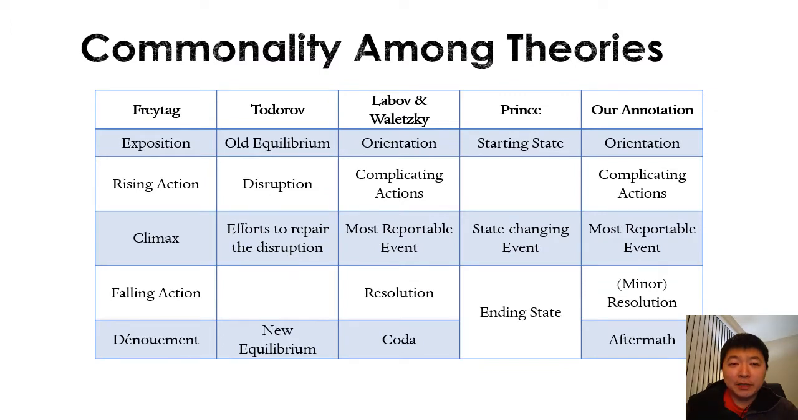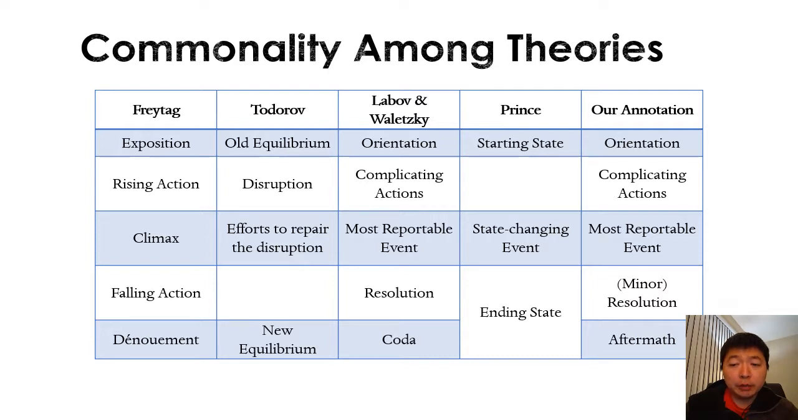This may be the most complicated slide of the entire presentation, where I try to compare and contrast different narratological theories of narrative structures. And so we have already discussed Freytag's theory. Todorov has proposed a very similar theory where the story begins with an old equilibrium. The equilibrium is later disrupted by some event, and people have recognized this disruption and made effort to repair this disruption. Finally, a new equilibrium is restored.